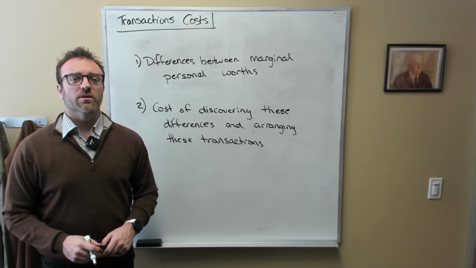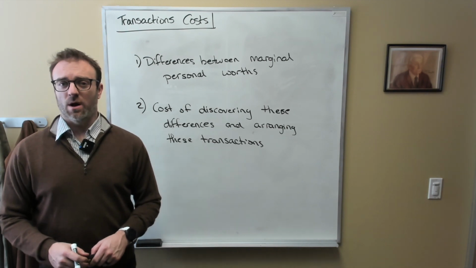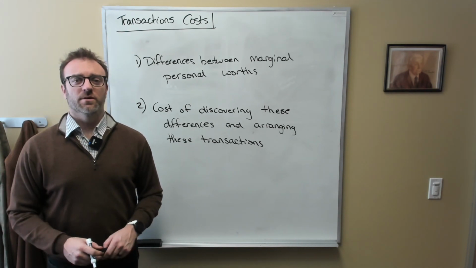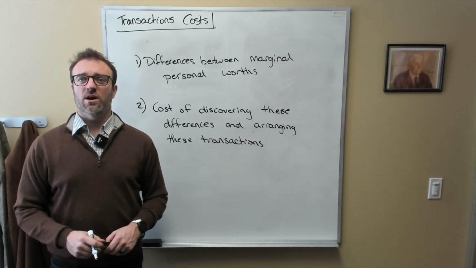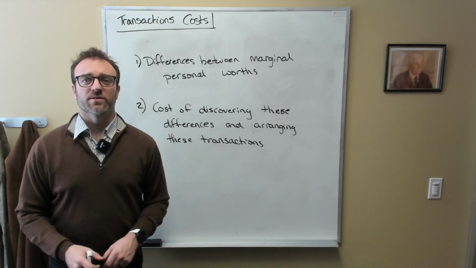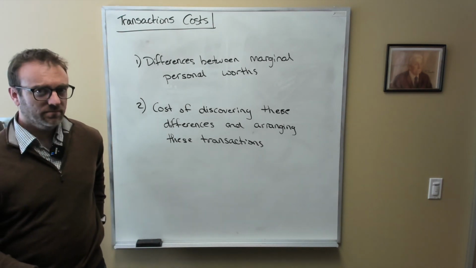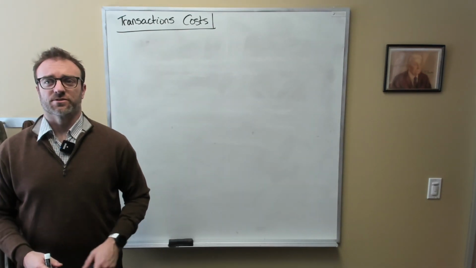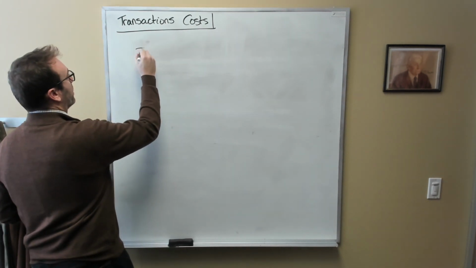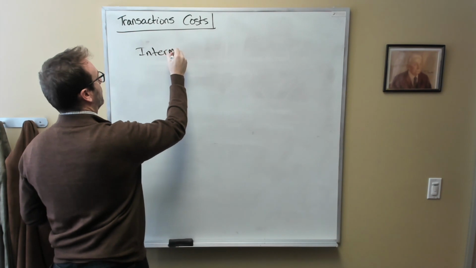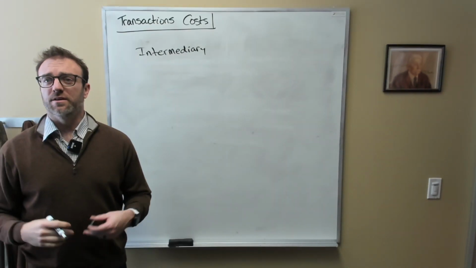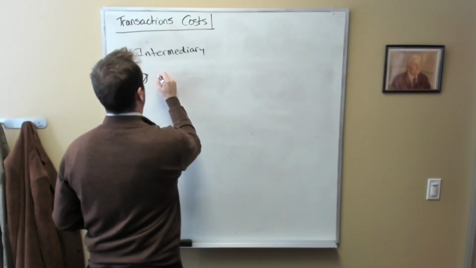Alternatively, you can incur the cost of trying to find a reputable buyer who would be willing to pay for the car themselves. But that costs you time, and time is valuable, and so it would be a transactions cost. To reduce these transactions costs, most of us interact with what we could call an intermediary, or sometimes negatively referred to as a middleman.